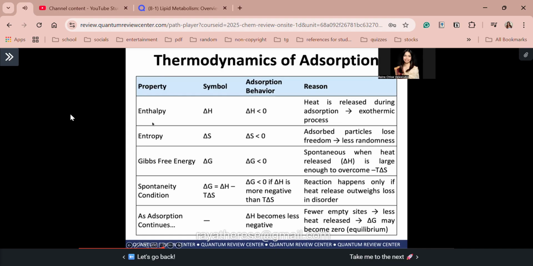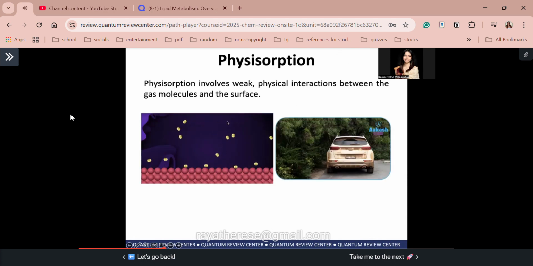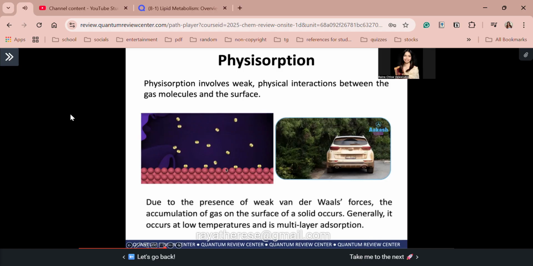Okay? Now, there are two types of adsorption. These are physisorption and chemisorption. So, physisorption, it involves the weak physical interactions between gas molecules and the surface. So, for example, here, guys, the gas molecules, they will weakly adhere to the surface of a solid through van der Waals forces. Okay? So, it generally occurs at low temperatures and it is multi-layer adsorption.